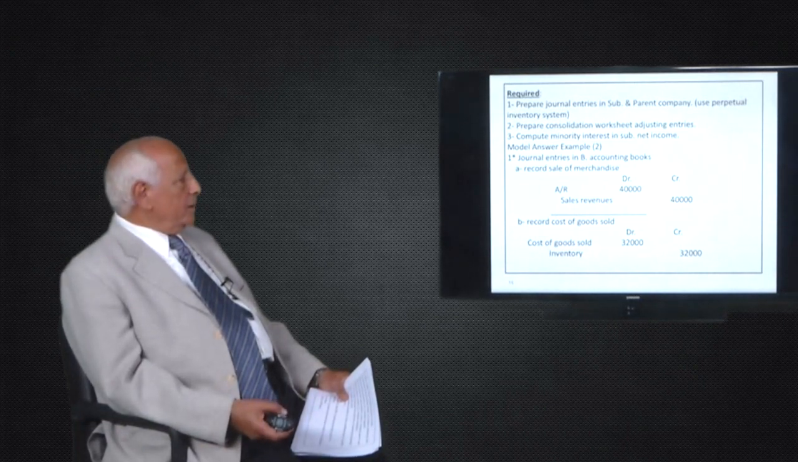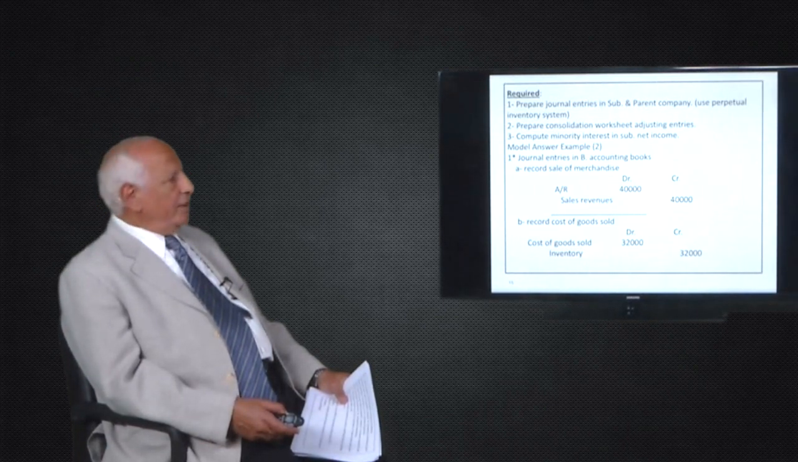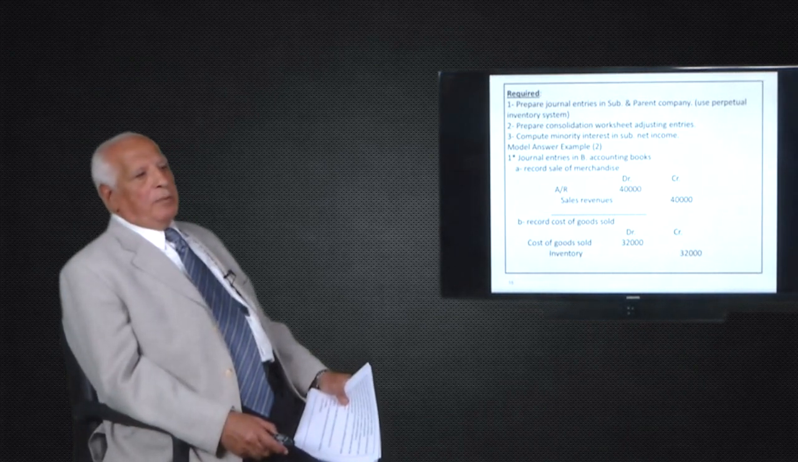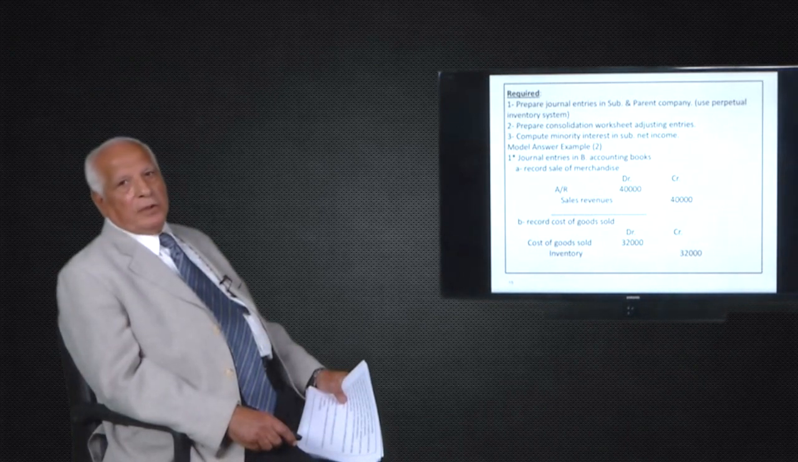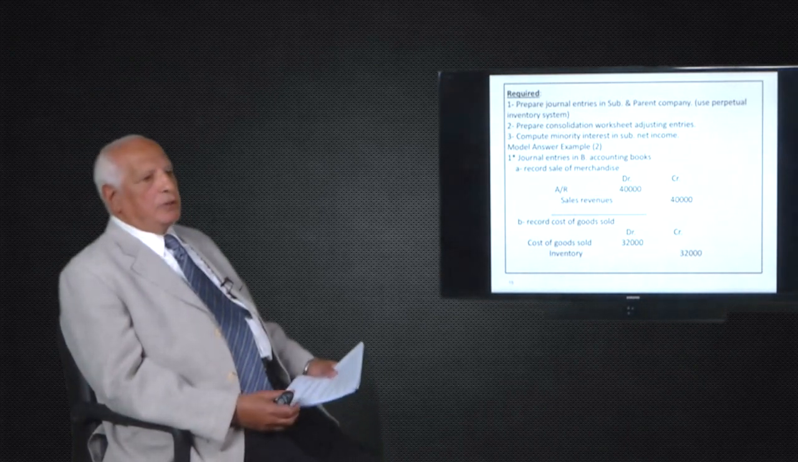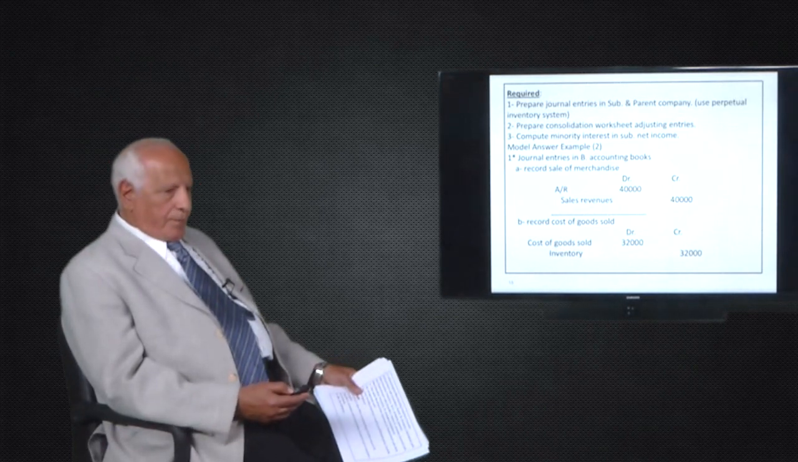Remember, C is the seller. He's going to record the sale of merchandise. He's going to debit AR again and credit sales revenues. That's year 2. And the seller is going to make another entry: debit cost of goods sold, credit inventory, 32,000.